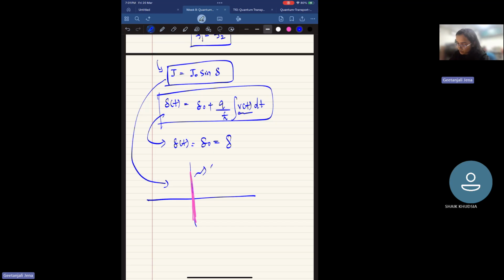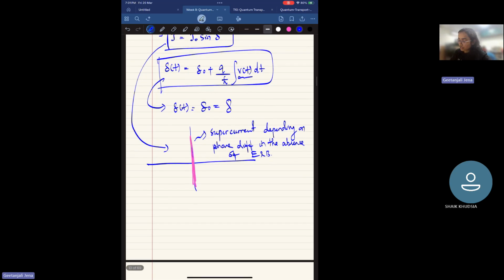So we'll see this supercurrent depending on delta. Delta is the phase difference in the absence of voltage or any electric or magnetic effect. This is the DC Josephson effect.